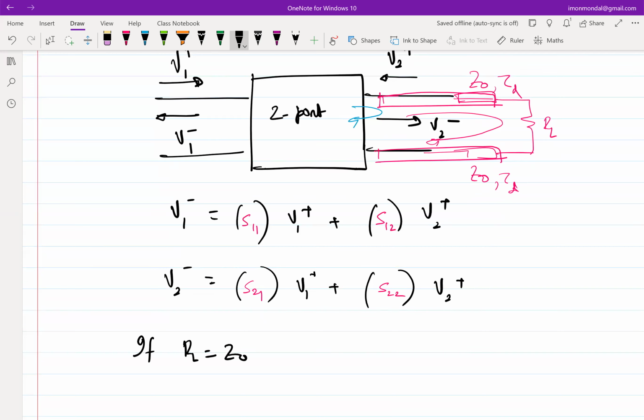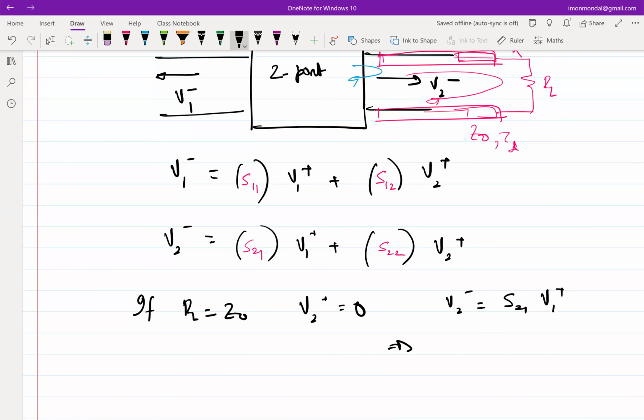this you can do because RL is sitting outside the box. If you ensure RL is equal to Z0, then V2 plus goes to 0. Then your V2 minus becomes S21 times V1 plus, or in other words, the definition of S21 is V2 minus by V1 plus under output matched condition.